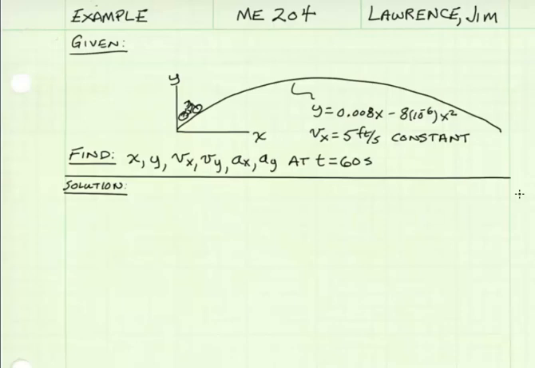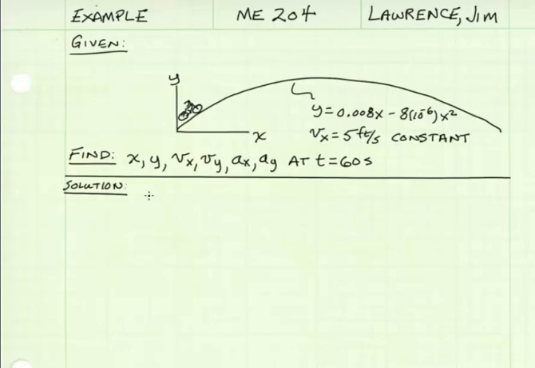In this example, we have a bicycle that we know in the x direction has a velocity of 5 feet per second, and it's constant. It's traveling over a horizontal curve on a road that's represented with the function y equals 0.008x minus 8 times 10 to the minus 6th x squared. And we want to find the x position, the y position, the velocity in the x, the velocity in the y, the acceleration in the x, and the acceleration in the y at a time of 60 seconds.